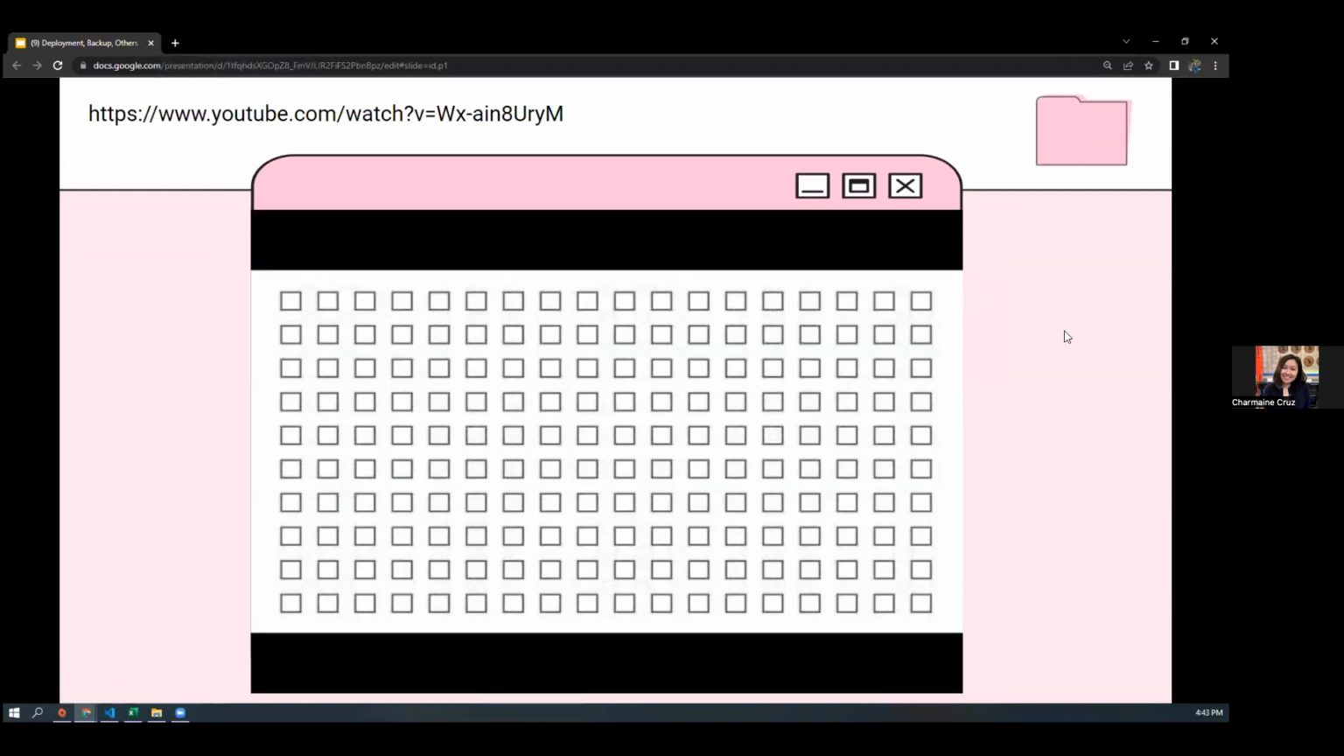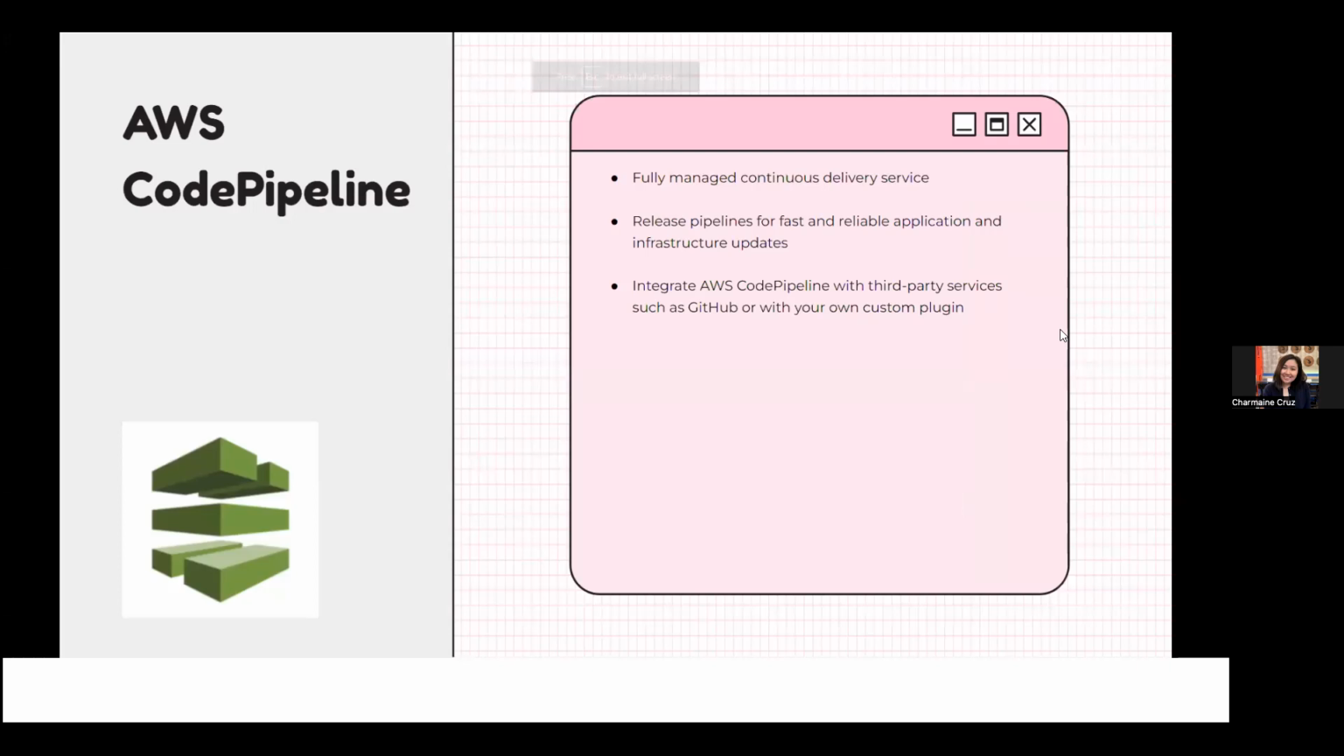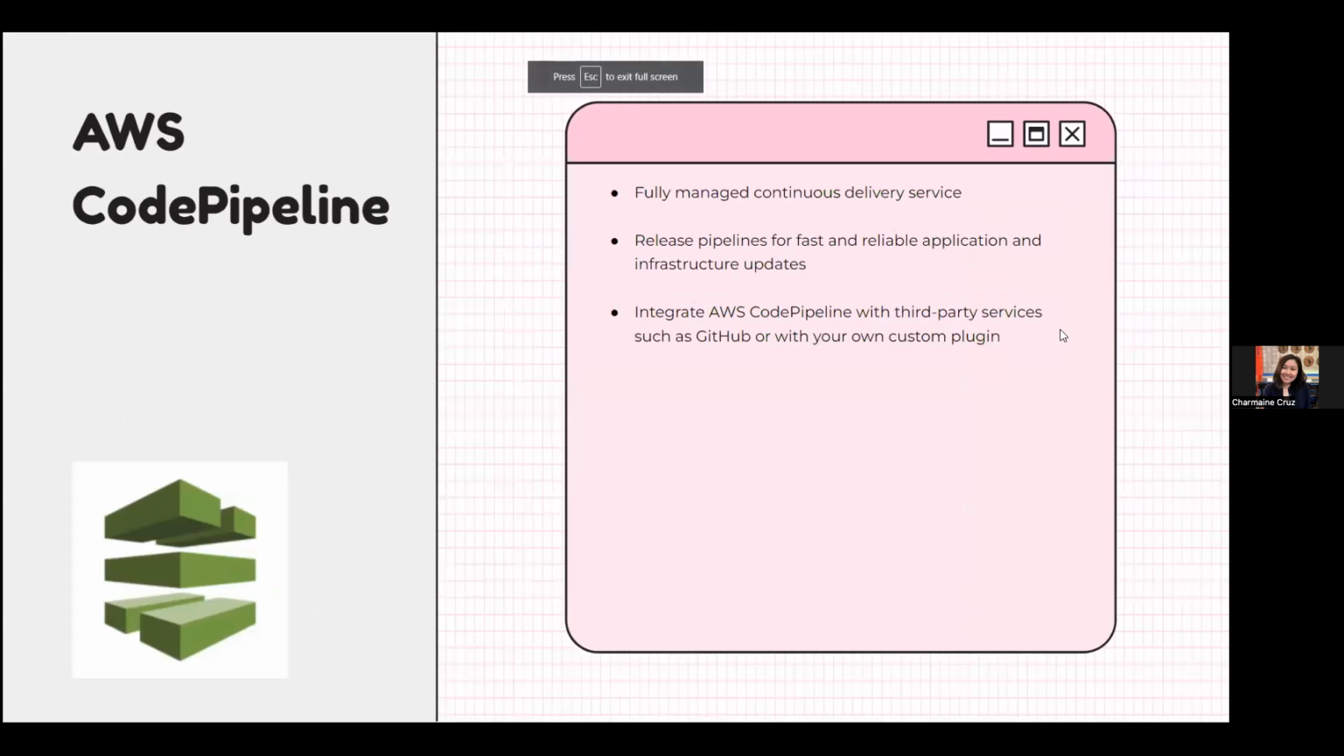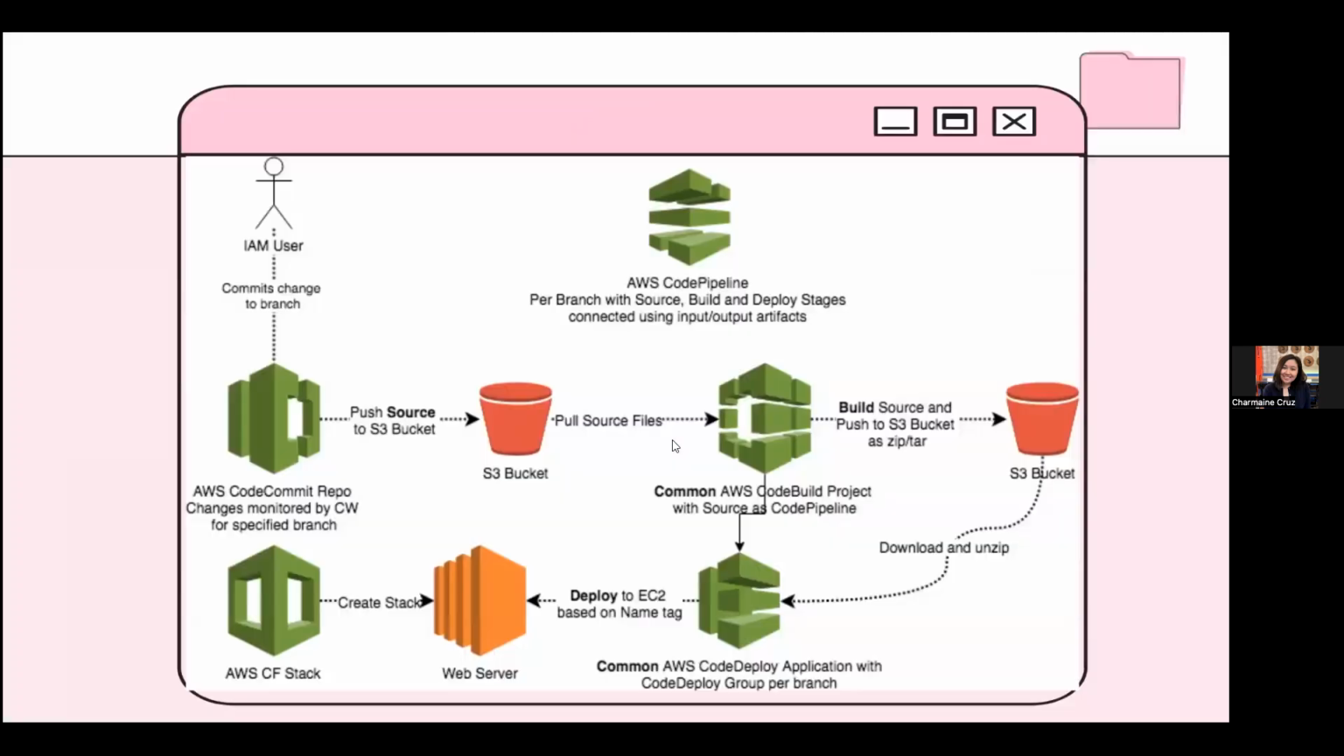Okay, that's AWS CodeDeploy. We move on to AWS CodePipeline. So AWS CodePipeline is a fully managed continuous delivery service. It is a release pipeline for fast and reliable application and infrastructure updates. And you can integrate CodePipeline with other third-party services such as GitHub and other custom plugins. So we have a diagram next here.